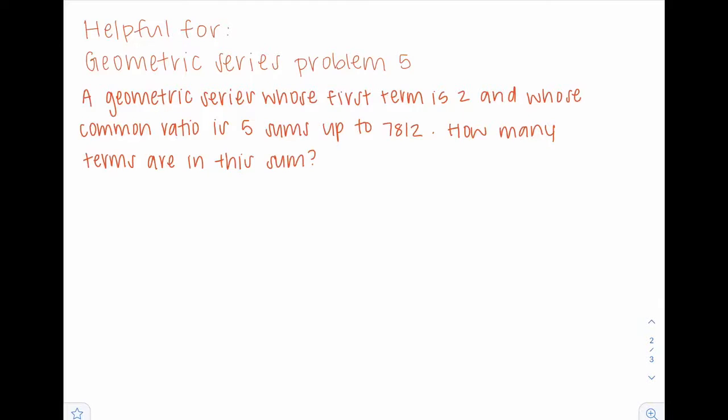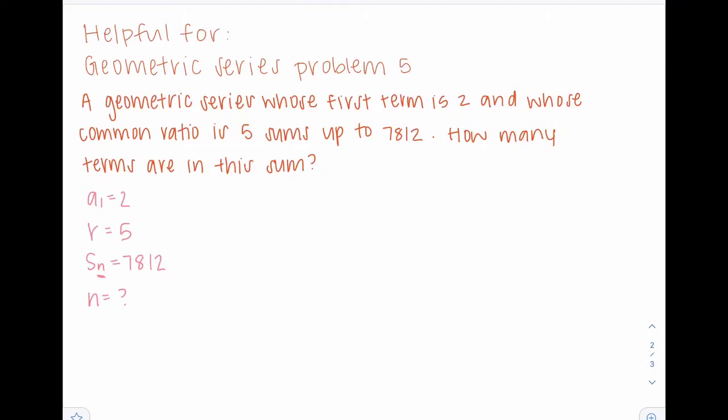So the first thing that we should do is write down the information that we do have and see where we can go. So we do have that the first term equals 2. The common ratio is equal to 5. And the sum, we don't know of how many terms, we're going to leave this as n, is equal to 7,812. But n is what we're looking for, so we don't have n. So from here, all we really need to do is plug this into our formula and solve for n.